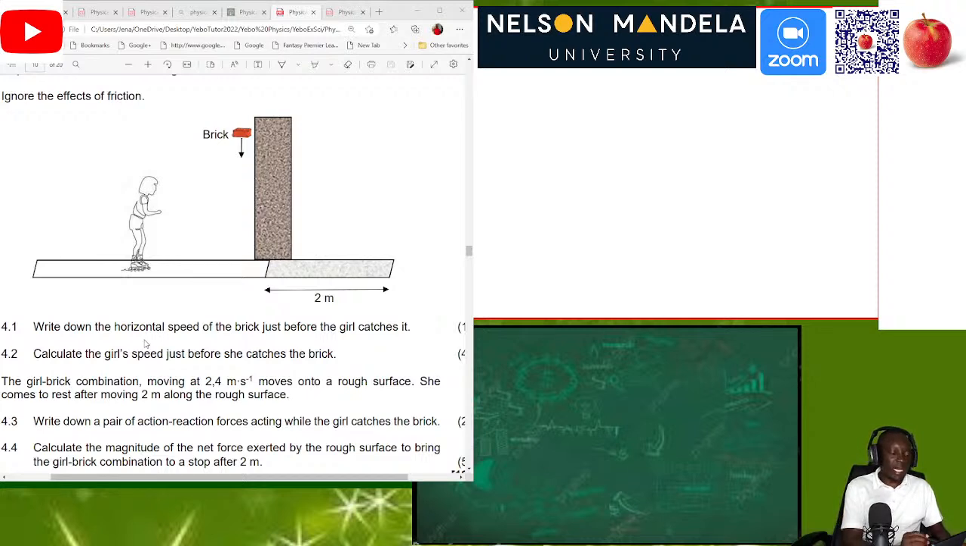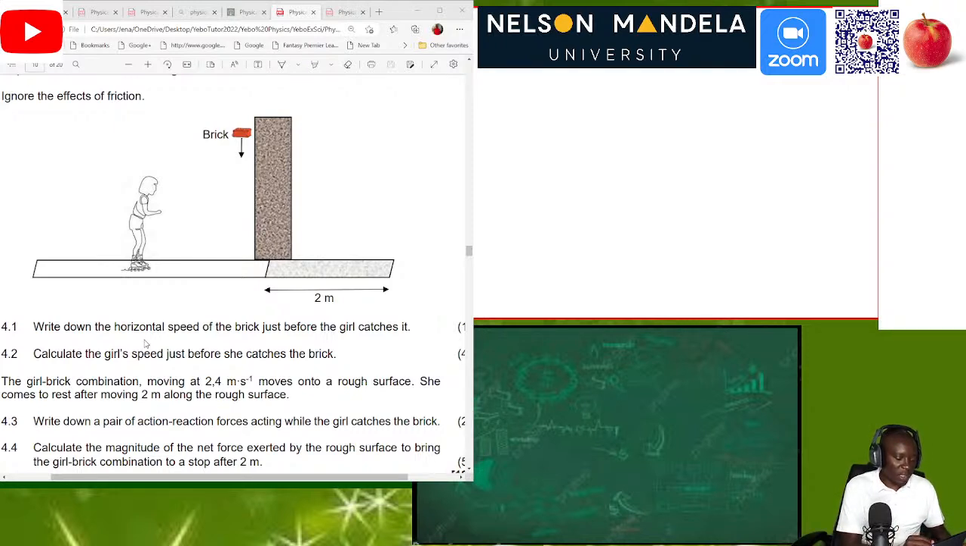So this is linear momentum. Take note, this is linear momentum. So we're looking at it in one direction. So we'll consider the momentum in the x direction, which is the horizontal. It also means the momentum in the y direction, in the vertical, should be conserved. It should also be conserved.